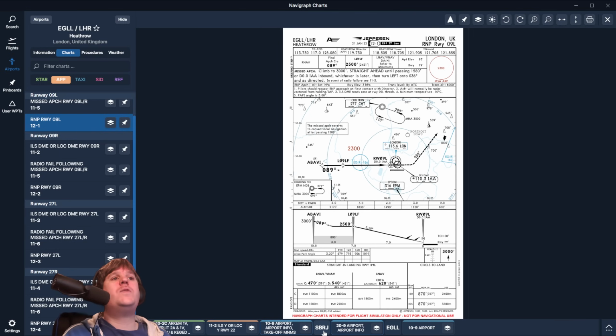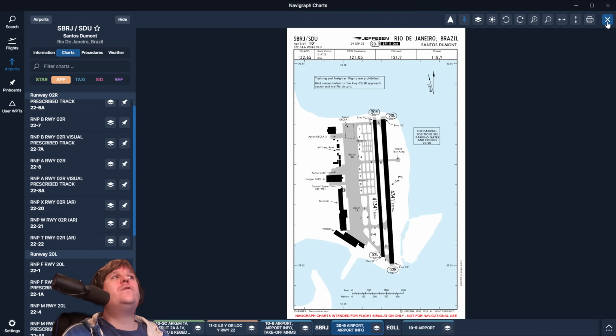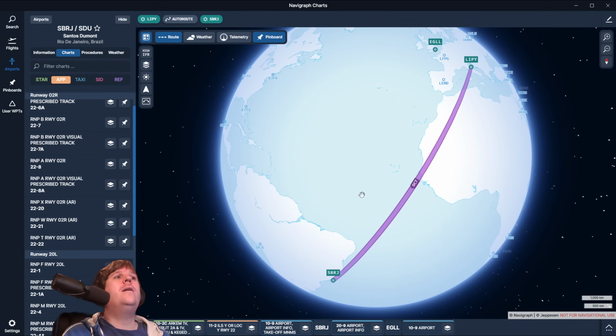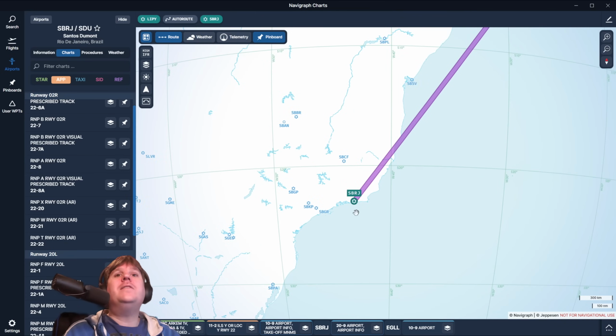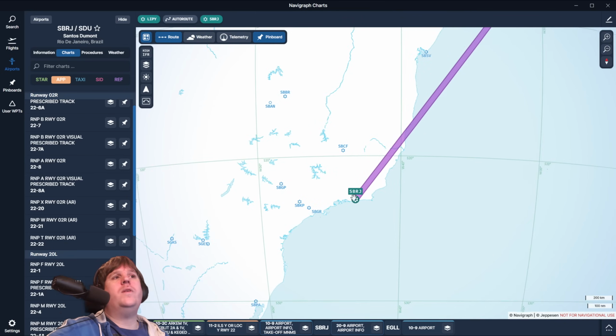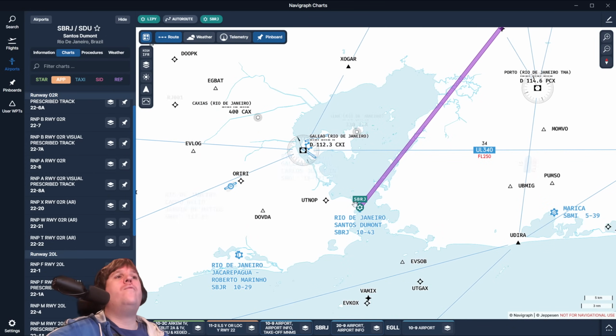Last but not least, then, let's take a look over here. This one is Santos Dumont in Brazil. So I've actually created it as a flight plan. So if we come over here, if you haven't already been to this airport in the sim, you've got to go. It's an awful lot of fun. Santos Dumont, Sierra Bravo, Romeo, Juliet.